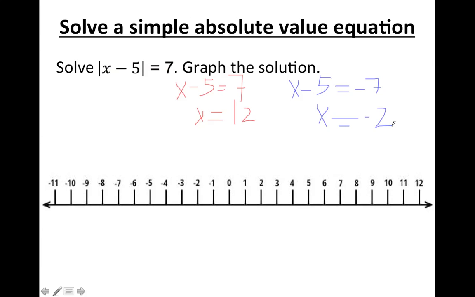Next, we need to plug it in before we graph it to make sure our answers check out. So we'll first plug 12 back in for x. So 12 minus 5 is 7, and the absolute value of 7 is equal to 7, so that one's good. So we can plot that on our number line. And then we gotta check negative 2. Negative 2 minus 5 is negative 7. But again, if we take the absolute value of any negative number, we will get the positive of that. So negative 2 also checks out. So we are good.